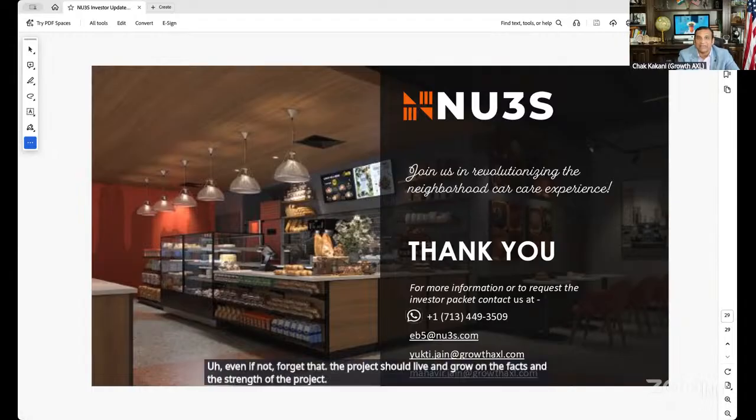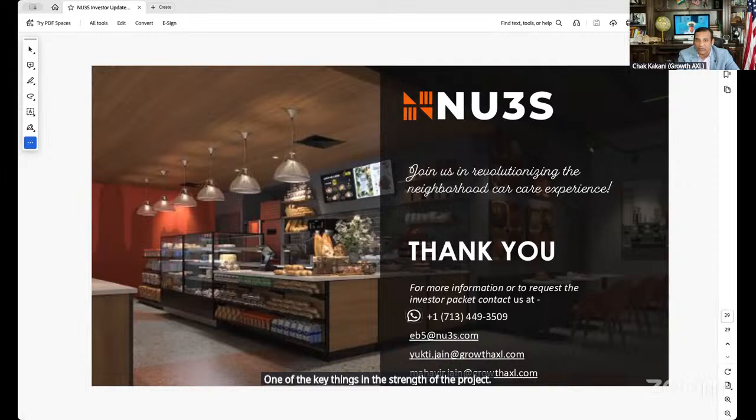One of the key things in the strength of the project, two key things. One is for you to get your own eyes on the location, just to feel it, right? After all, you're going to be an investor in this project. So why would you not see the project? So we would highly encourage you to come down and see it.